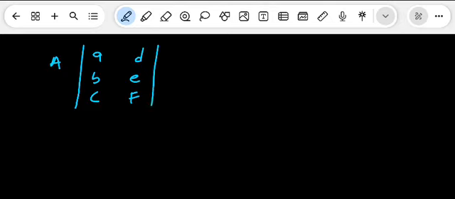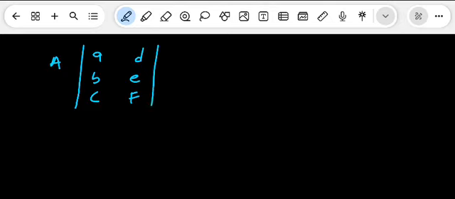In this video, we're going to discuss matrices. Let's say we're given a matrix A that has elements a, b, c, d, e, f. We call those letters elements.